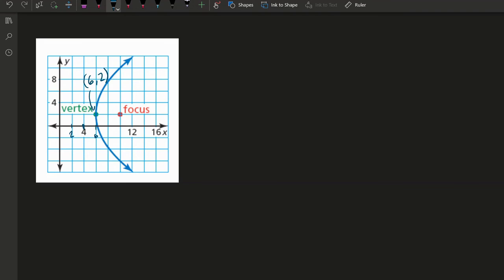So since I see that it's a horizontal parabola, I'm going to use this formula. x is equal to a(y minus k) squared plus h. And also I want to remind myself that a is 1 over 4p. So this is actually a very simple problem here because I see the vertex and the focus, and the p value is just the distance between the vertex and the focus.